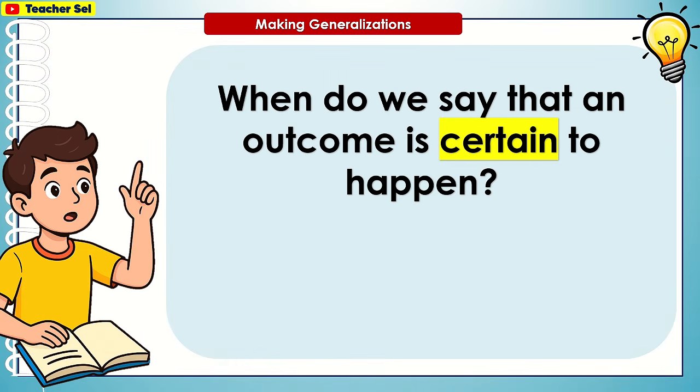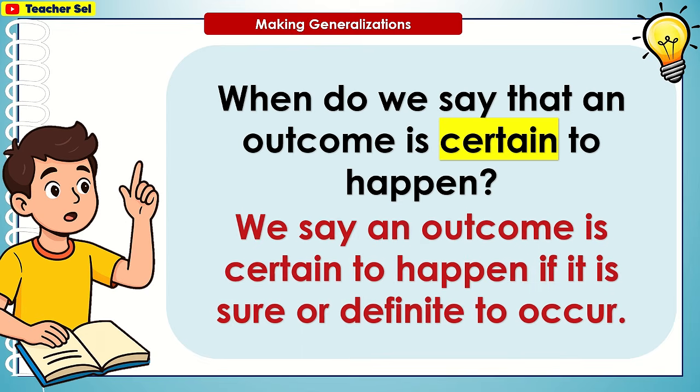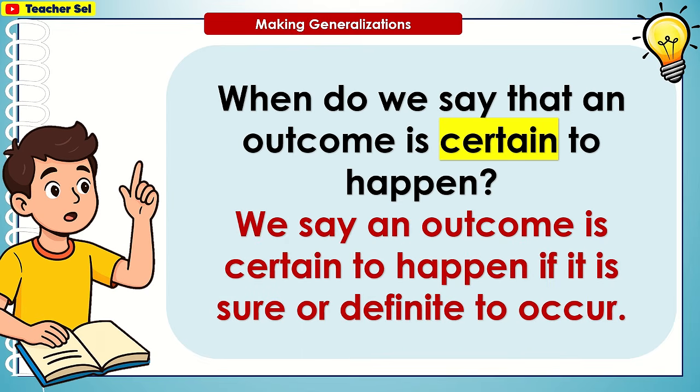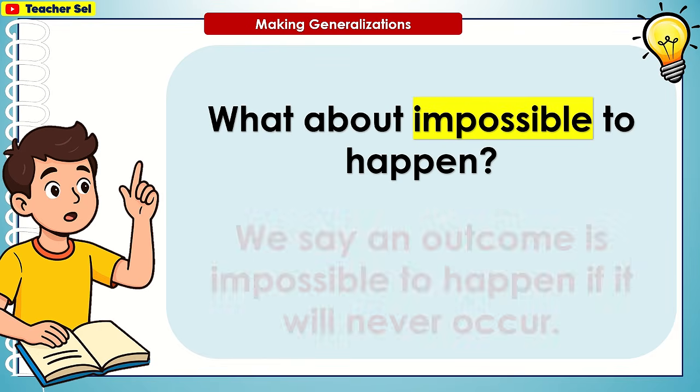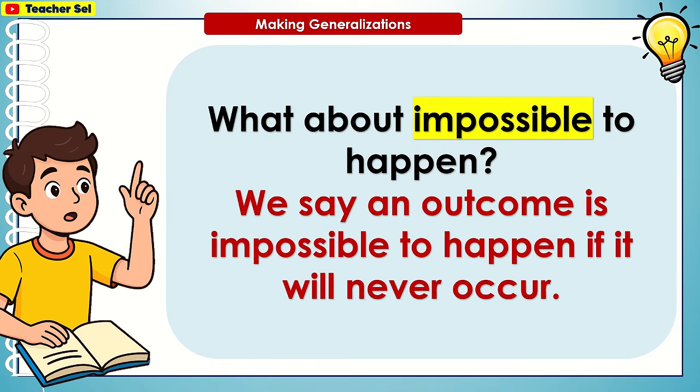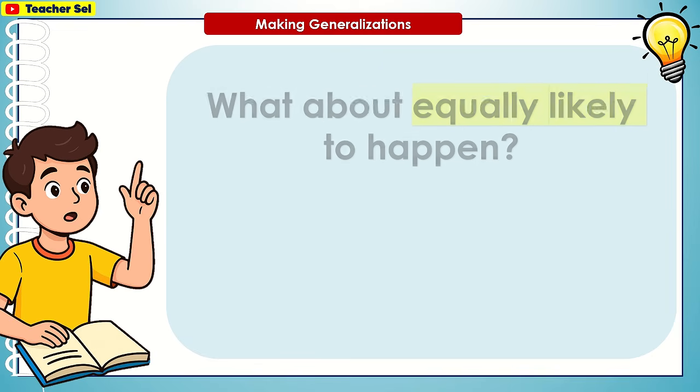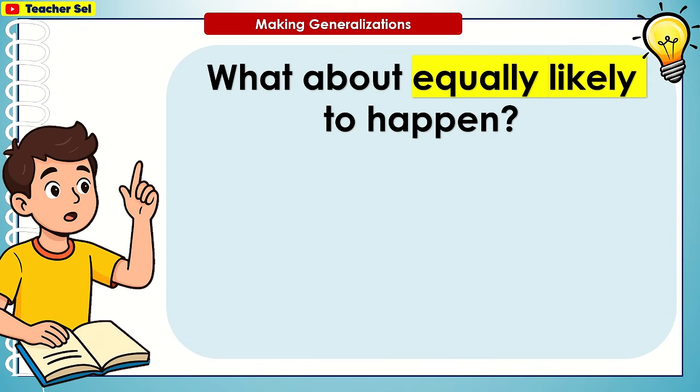When do we say that an outcome is certain to happen? What about impossible to happen? What about equally likely to happen?